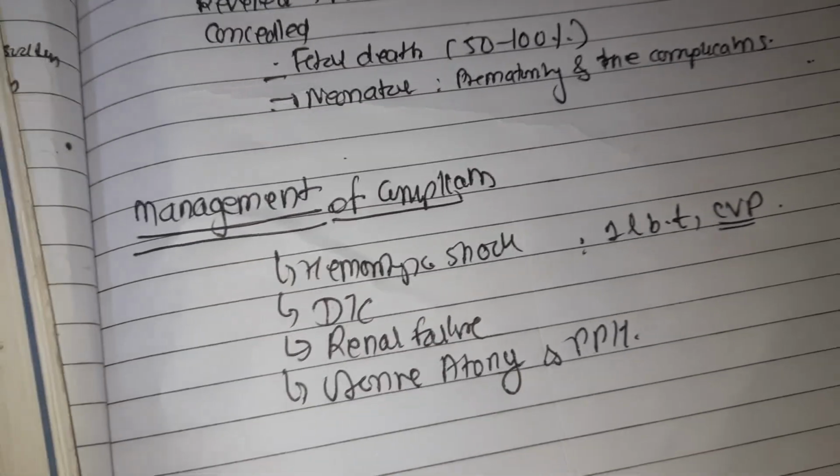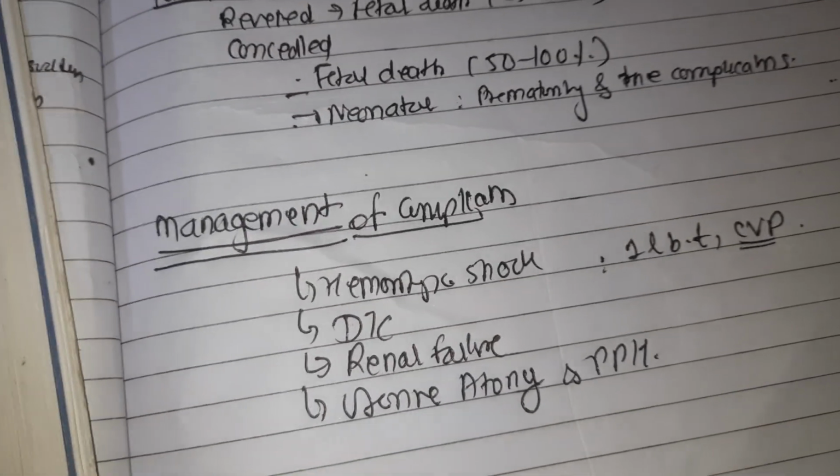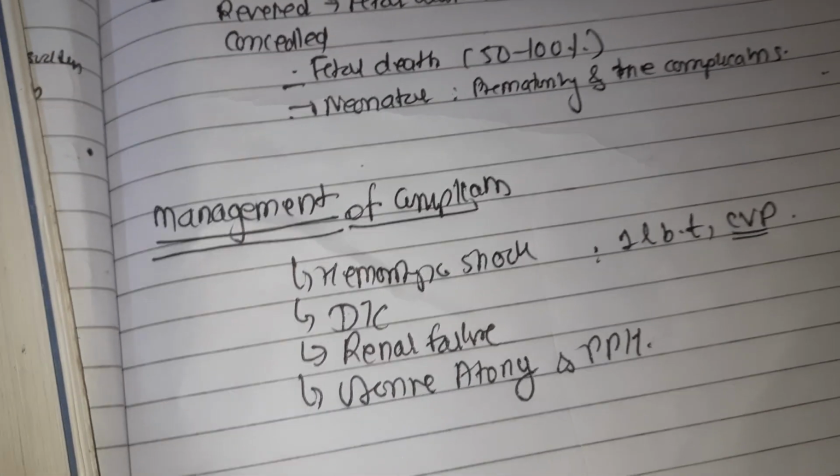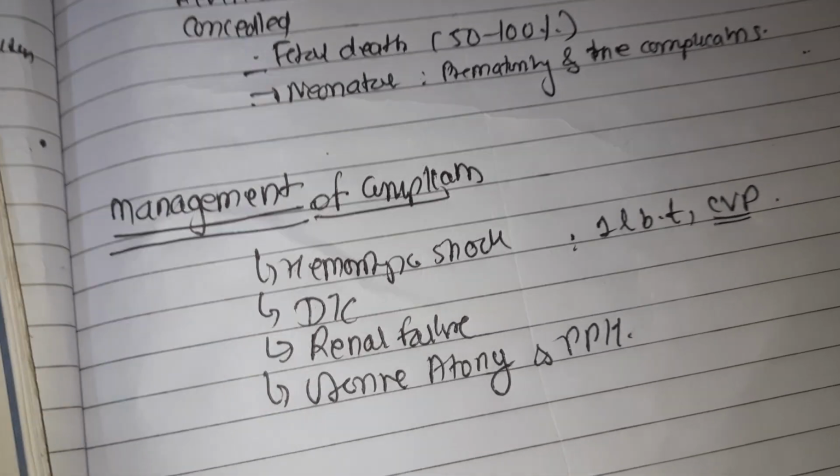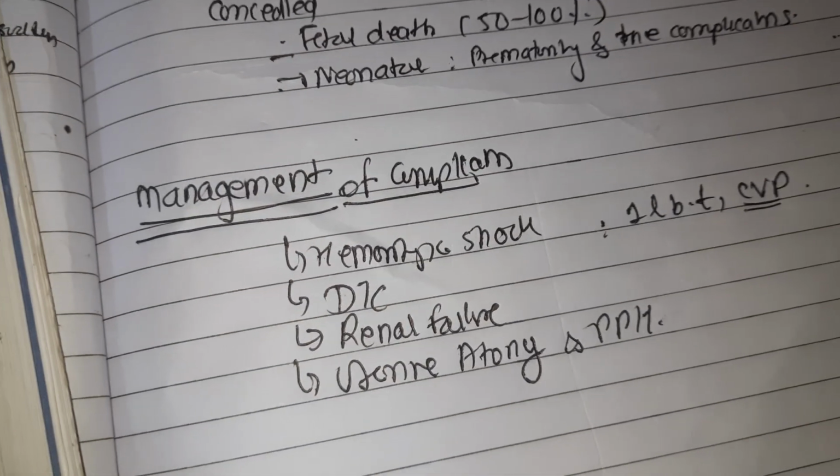And the best guide to monitor the patient is the use of central venous pressure, which is maintained at 10 centimeters of water, and hematocrit should be at least 30%, and urinary output should be more than 30 ml per hour.